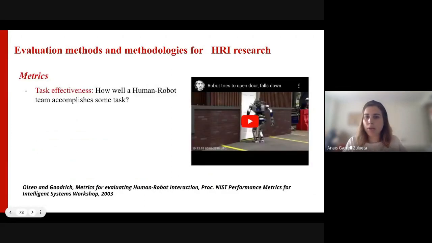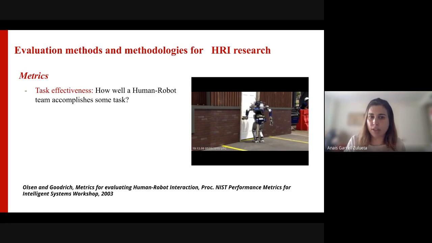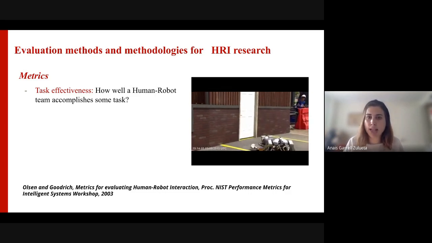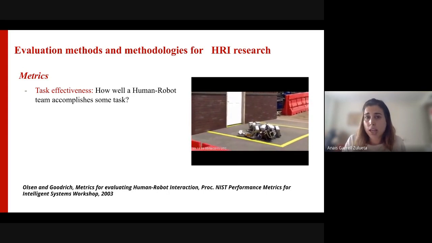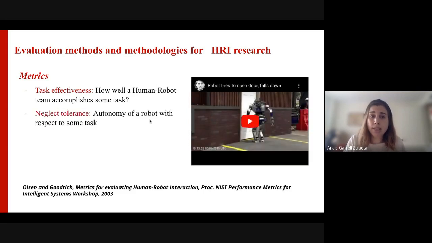I'm going really fast here, but regarding objective metrics, we can measure the task effectiveness, so how well a human-robot team accomplished one specific task. You tell the volunteer to perform a task, and you observe if the team can achieve the goal or not. Then we have the neglect tolerance. Here is the autonomy for robots with respect to some tasks. Of course we want robots 100% autonomous, but it's very difficult to achieve this, so maybe we have to analyze the autonomy of the robot.